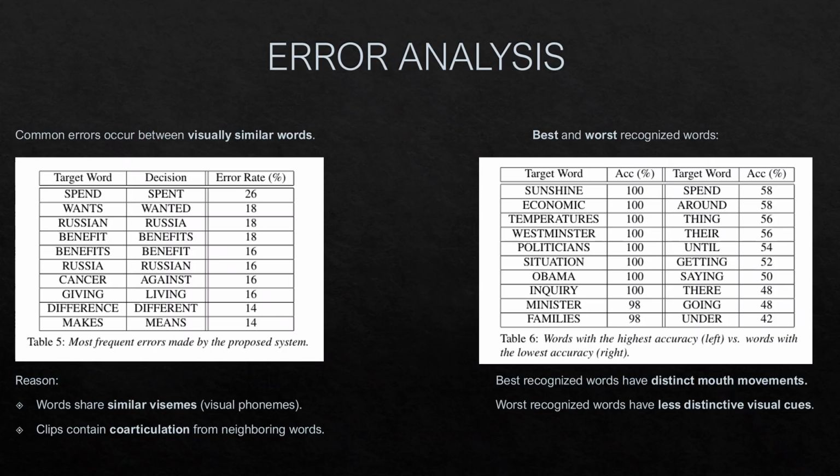Errors usually occur between visually similar words. These are words which share similar phonemes or clips that contain co-articulation from neighboring words. The best recognized words have distinct mouth movements, while the worst recognized words have less distinctive visual cues.